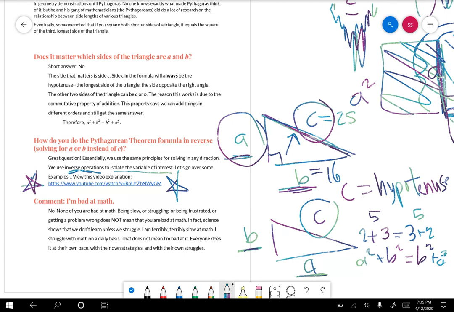Take me, for example. I'm terribly, terribly slow at math. I struggle with it on a daily basis, people. And I'm a math teacher, and I'm not bad at math. Everyone does it at their own pace, with their own strategies, their own struggles. What I struggle with might be really easy for some people, but what they struggle with might be easy for me, right? Everyone does it differently, but it does not mean you are bad at math. So no more saying that, okay? And if you still feel like you're bad at math, just trust in Miss Monson. Lean on me. I got you back, okay?